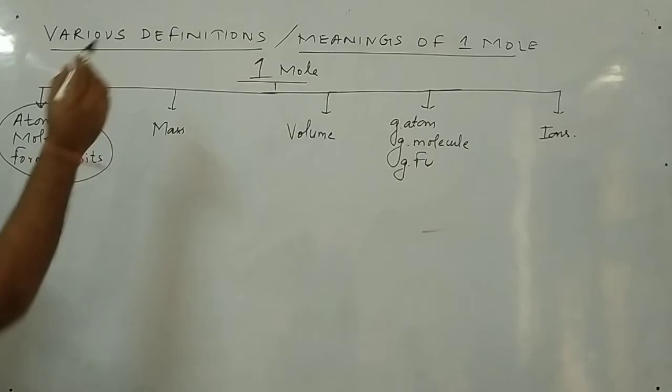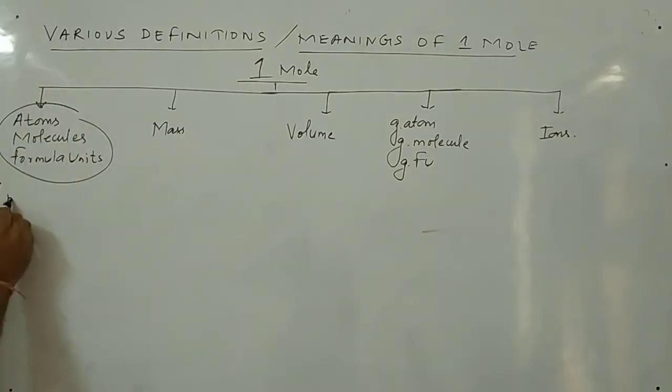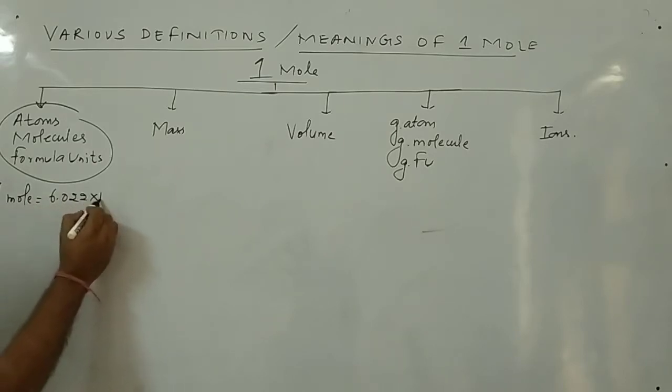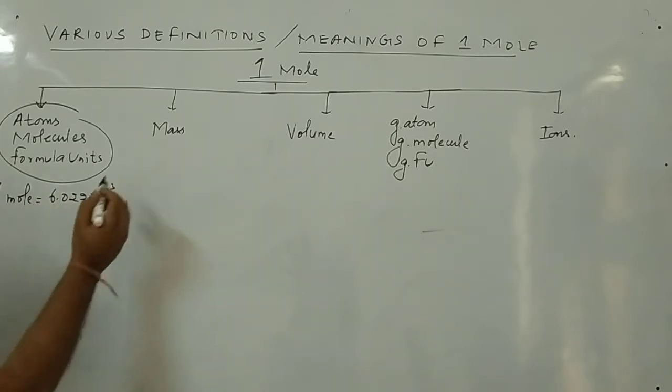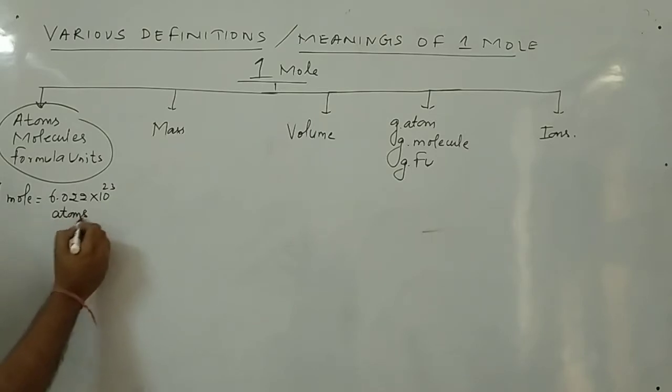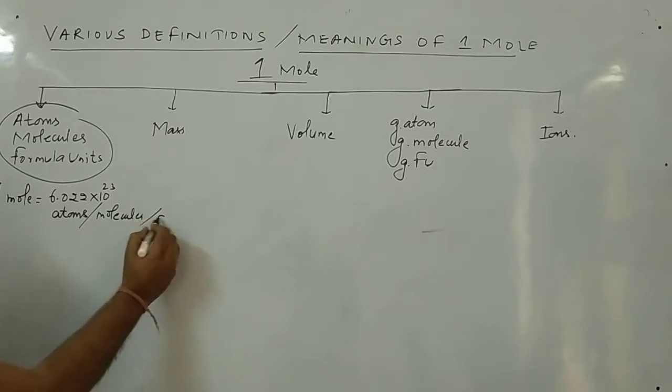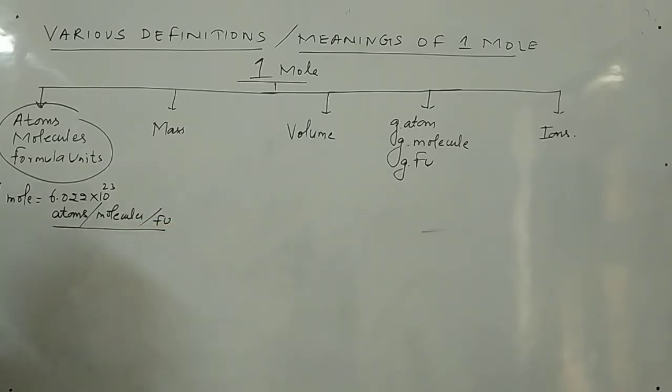One mole contains 6.022 × 10^23 atoms or molecules or formula units. What does it mean? If your substance is made up of atoms, then it contains Avogadro number of atoms. If the substance is made up of molecules, then it contains Avogadro number of molecules. And if the substance is made up of formula units, then it contains this number of formula units. I will explain with an example.